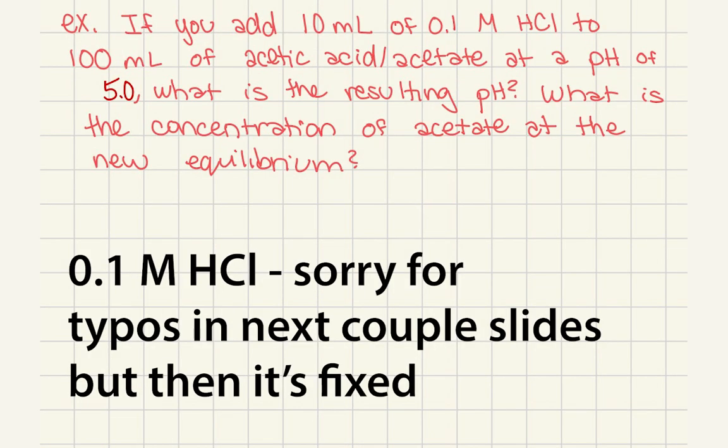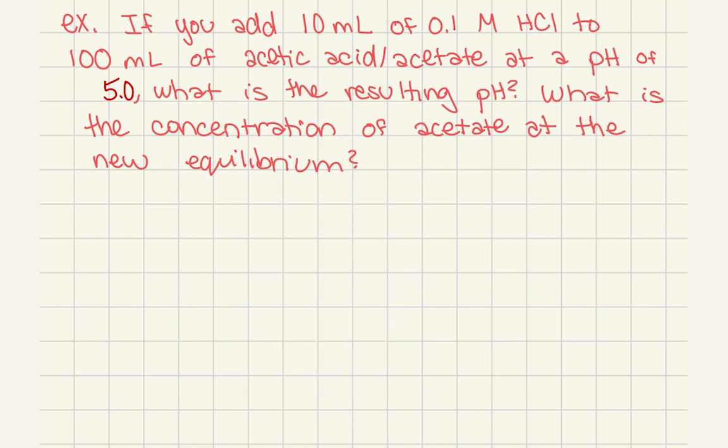If we add 10 milliliters of 1 molar HCl to 100 milliliters of 150 millimolar acetic acid acetate, the solution that we've been dealing with all along that we're really loving, at a pH of 5, what is the resulting pH? What is the concentration of acetate at the new equilibrium?